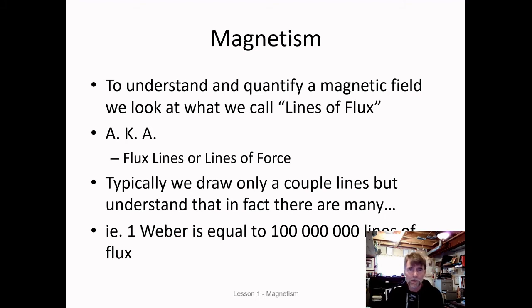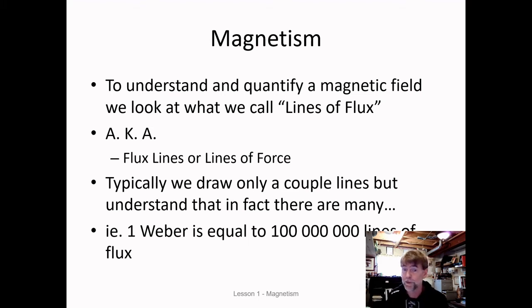All right, so here we go. In order to understand and quantify a magnetic field, so I've talked in these weird, huge generalities, what is it exactly we're talking about? In order to really understand and talk about what magnetism is, we talk about what we call lines of flux, okay? And lines of flux, also known as flux lines or lines of force, any of those terms referring to the very same thing, okay?